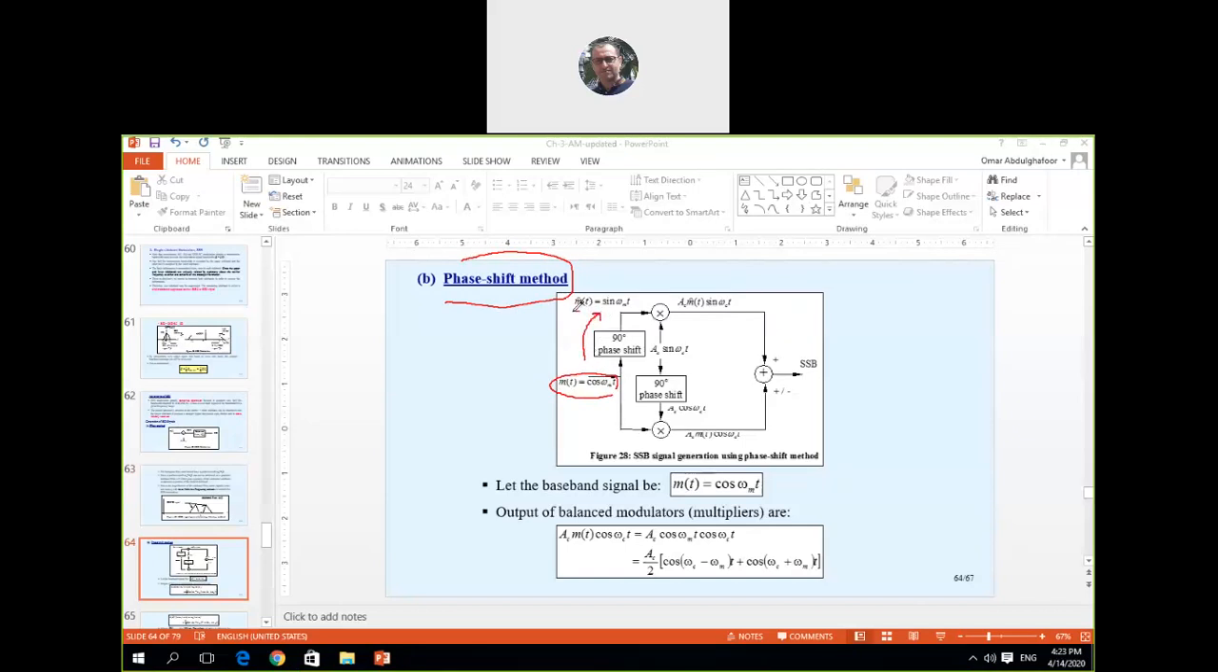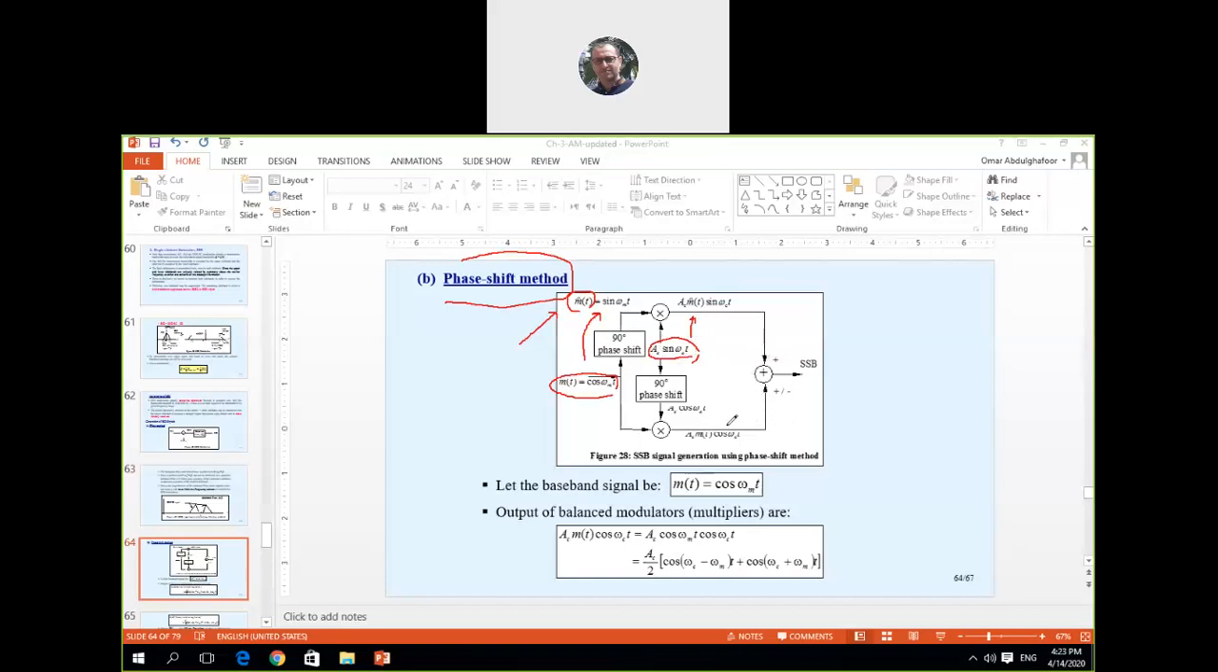This one we call m hat of t. In mathematics we call it the Hilbert transform, or Hilbert function. And then we have the carrier generator, cosine or sine. We multiply by this one, and with another phase shift we generate cosine multiplied on this side, and after that we need to do a summation, or adder.